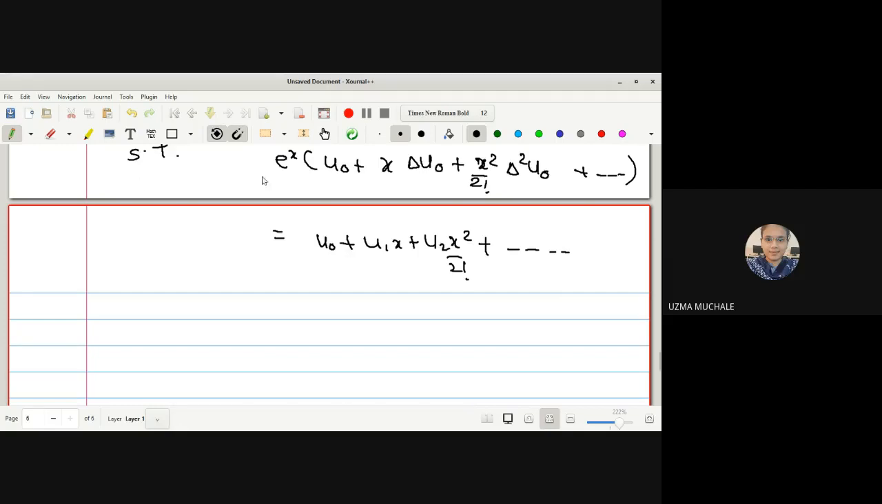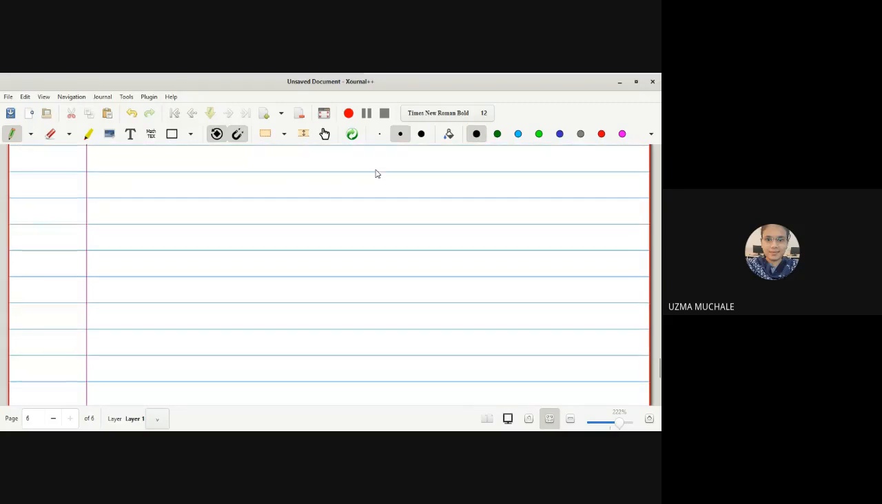From this equation, you can take mu naught common, and then you can use the relation between shift operator and forward difference operator, and you can prove the result. I hope you can do this.